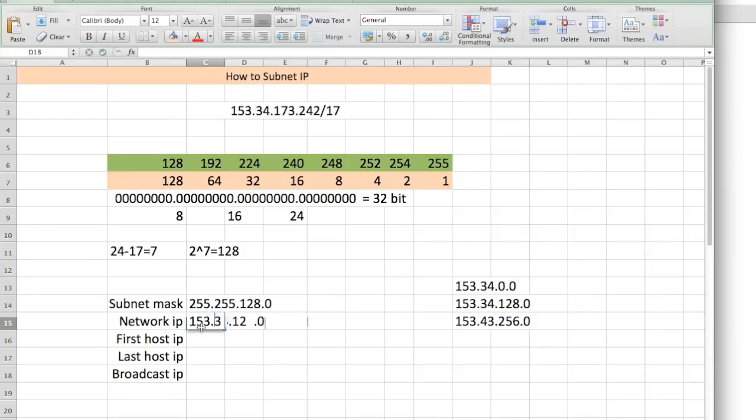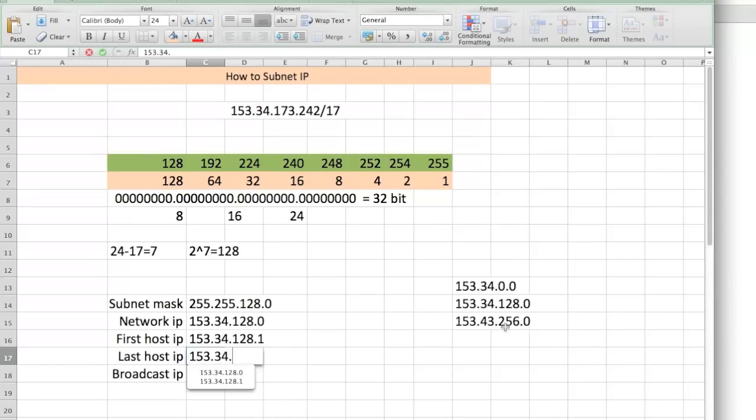153.34.128.0. The first available host would be 153.34.128.1. Now remember, we can't use 0, right? So the next available is .1. And the last available host would be 153.34.